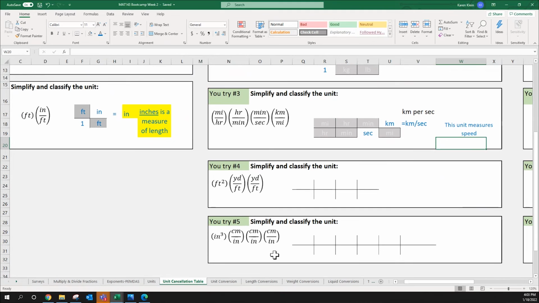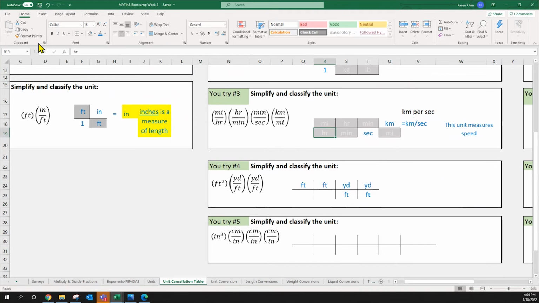All right, let's look at number 4. In number 4, we have feet squared, yards over feet, yards over feet. Now, if you would like, you could list feet twice. So we could do a feet here, feet here. That takes care of the feet squared. We have yards over feet and yards over feet. Totally up to you of how you want to list that out. That way you don't have to worry about putting the little caret symbol there.